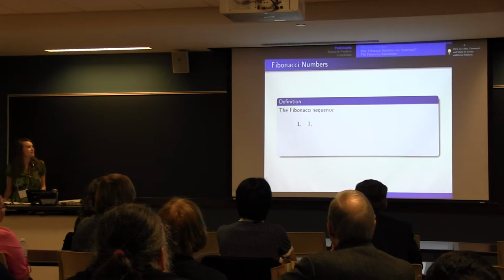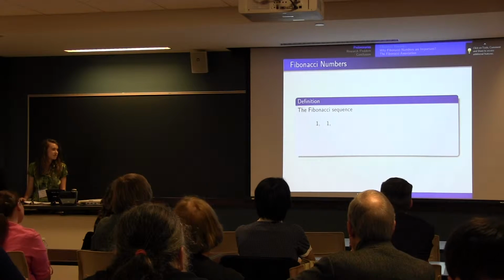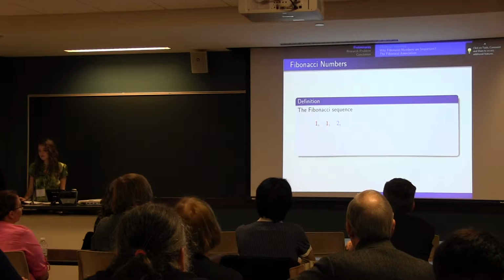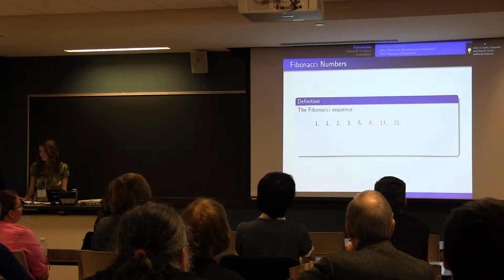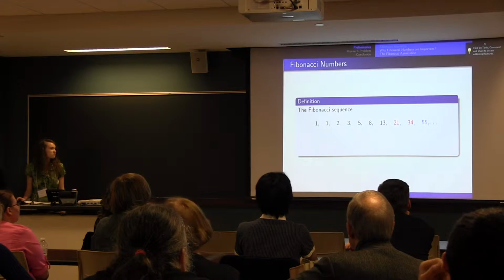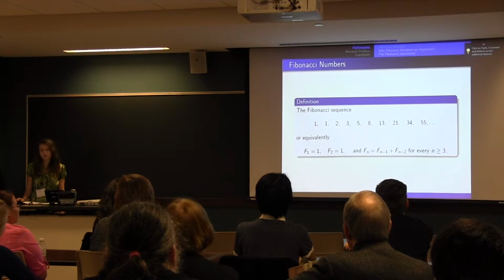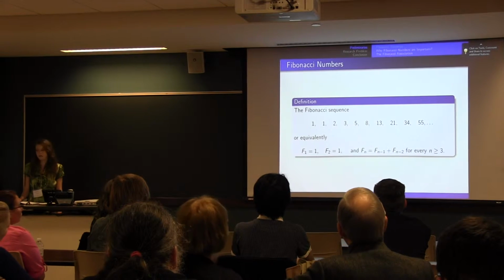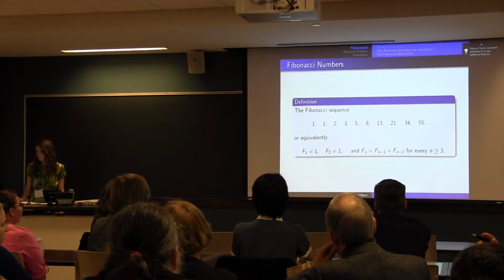So the Fibonacci sequence starts off with the numbers 1 and 1. In order to obtain the next number in the sequence, you add the previous two terms. So 1 plus 1 would be 2, then 1 plus 2 is 3, and the sequence continues. Then we have 5, 8, 13, 21, 34, and 55, etc. So a more formal definition of this would be that f of 1 is equal to 1, f of 2 is equal to 1. Then we have f sub n is equal to f sub n minus 1 plus f sub n minus 2 for every n greater than or equal to 3.